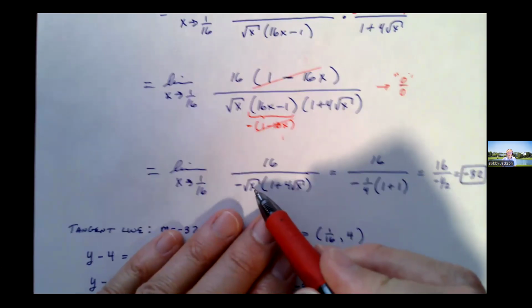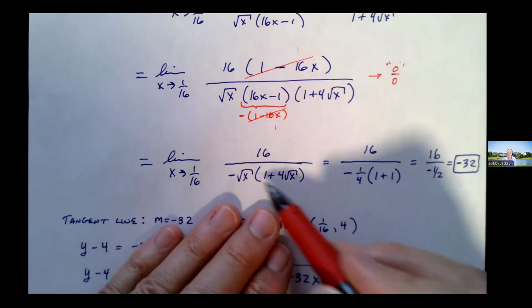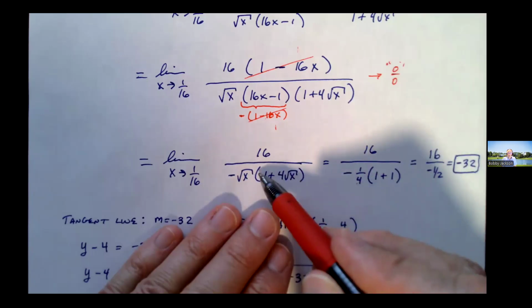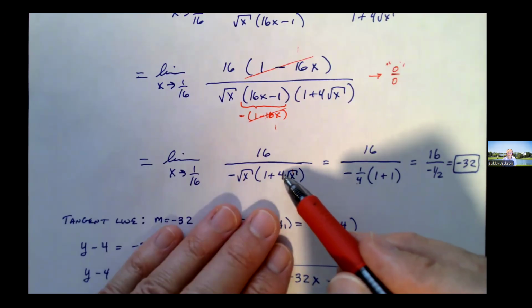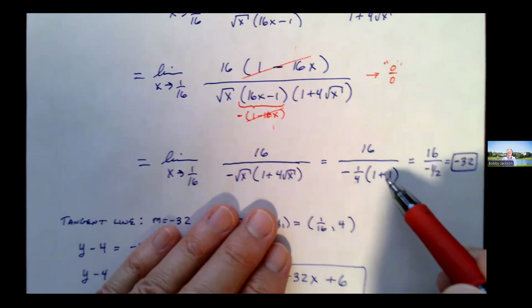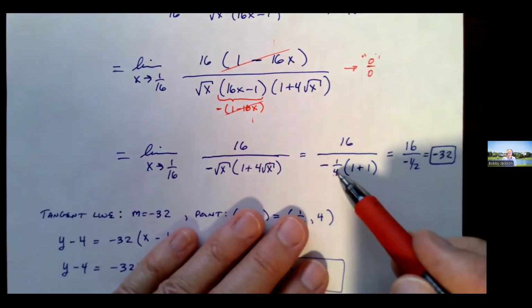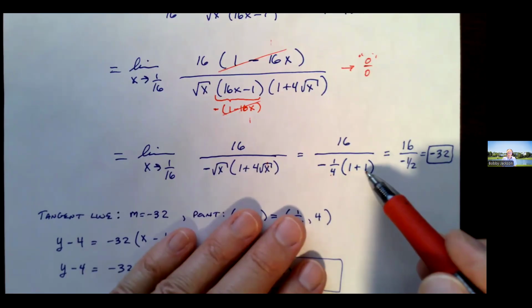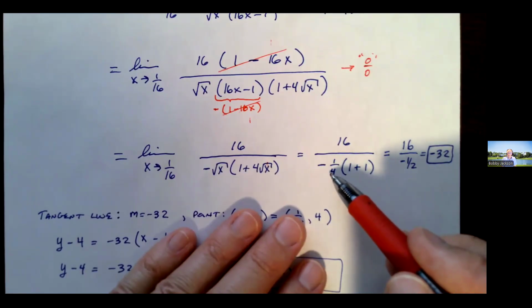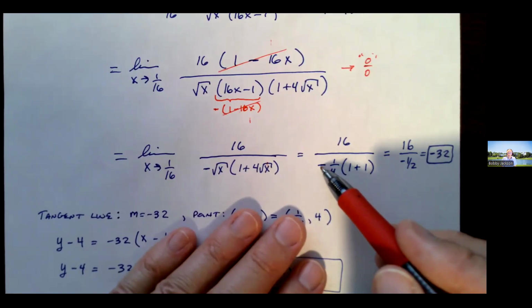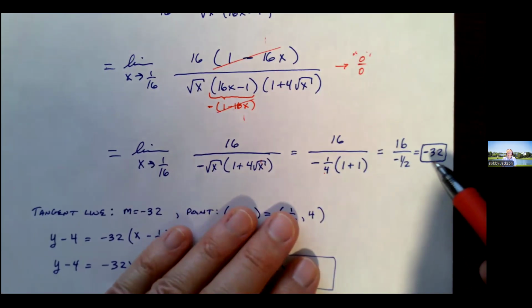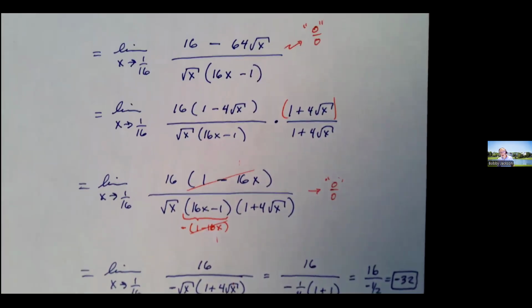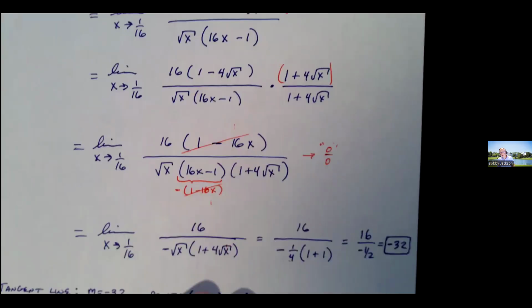If I plug in 1/16 here, the square root of 1/16 is 1/4. And then 1 plus here, again, 1/16, the square root is 1/4 times 4. 4 times 1/4 is 1. So here's what I get. This is the actual value after I plug in. 1 plus 1 is 2. 2 times 1/4 is 2/4 or 1/2. So I get a negative 1/2 down below. And 16 divided by negative 1/2 is negative 32. Whew. So that's a lot going on there. But there is the limit.